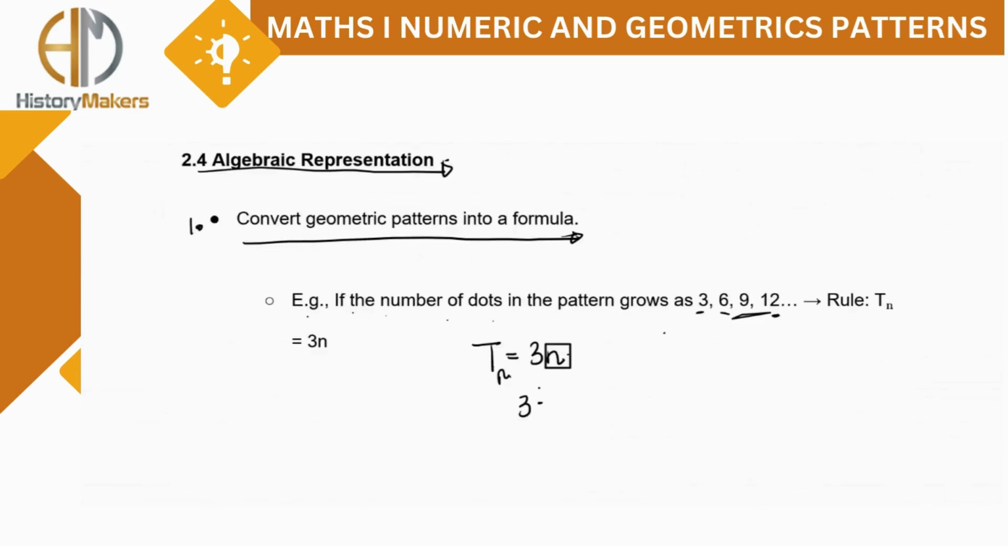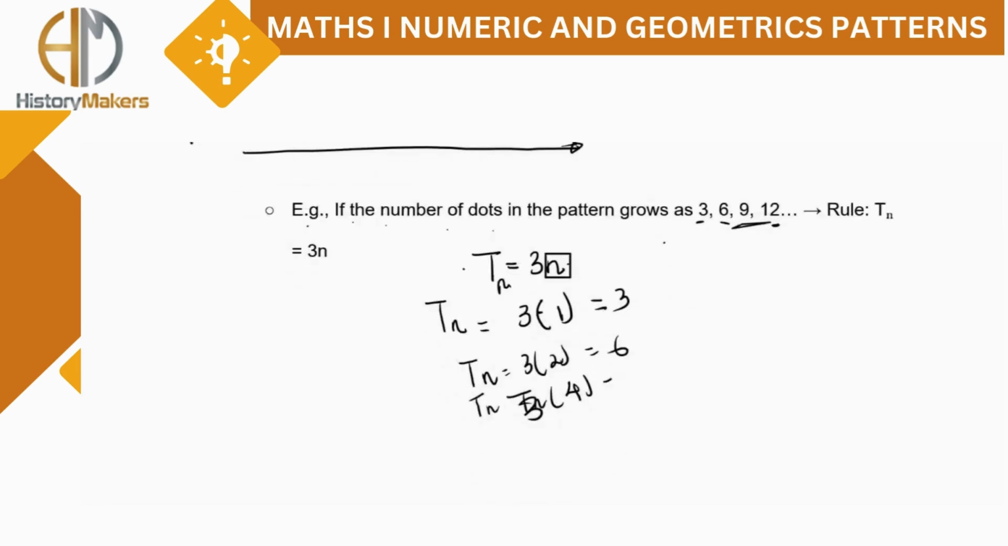If you were to try to find which number holds position 1, you will have your 3. If you were to try to find which number holds position 2, that would be 6. If you were to find out which number holds position 4, that would be 12. If we were to try to find position 3, we'd find it as 9.